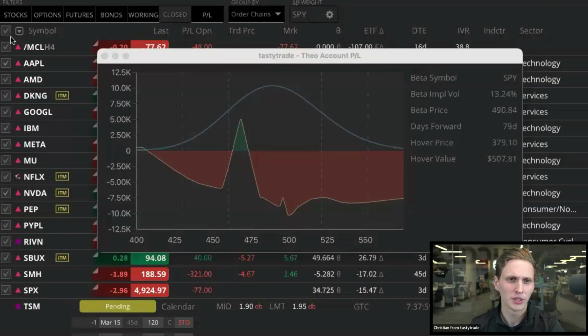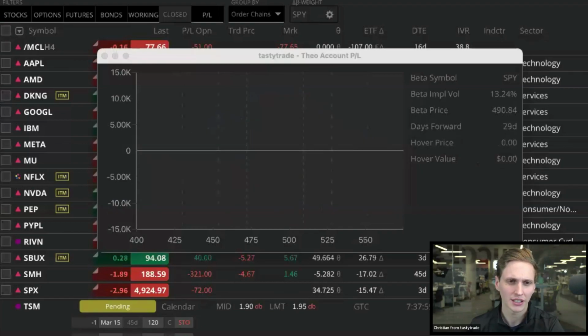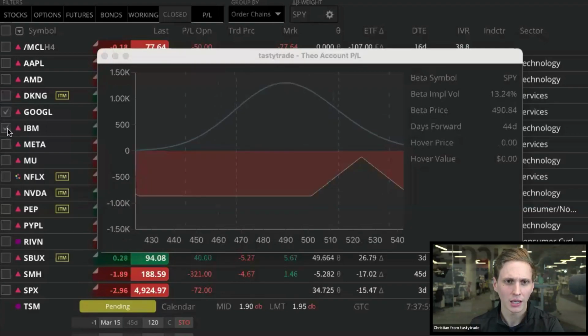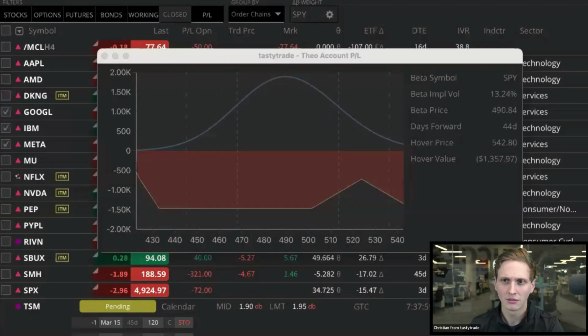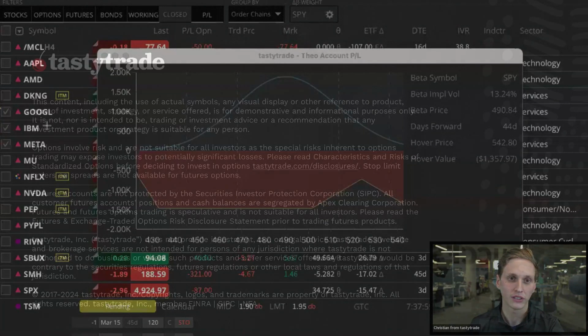And then, in the top left here, if you wanted to view this for just a set of positions, like maybe we want to see just Google, IBM, and Meta, we check these 3 boxes here. All 3 of these trades are going well, so it's green all around. But you can essentially filter this and view this chart based on a specific set of symbols.